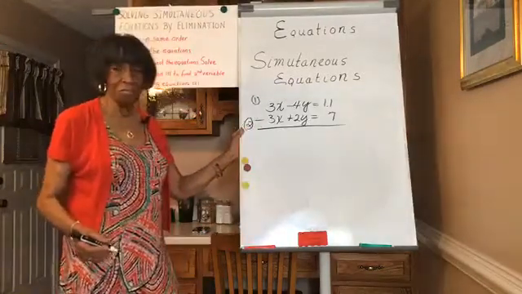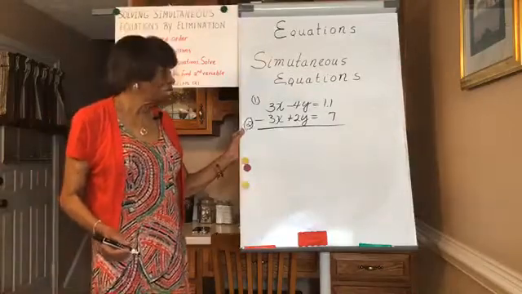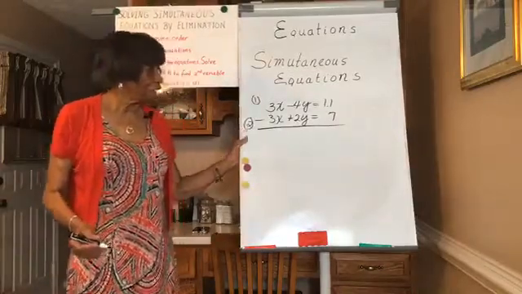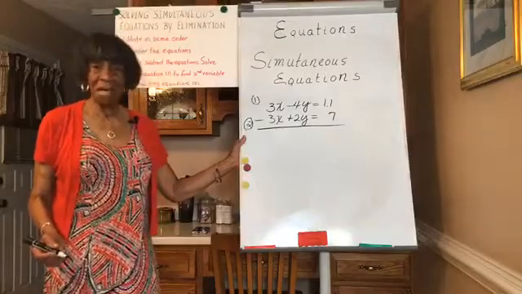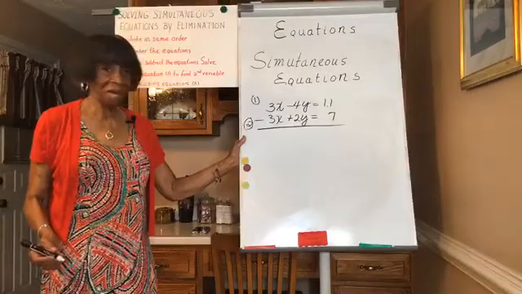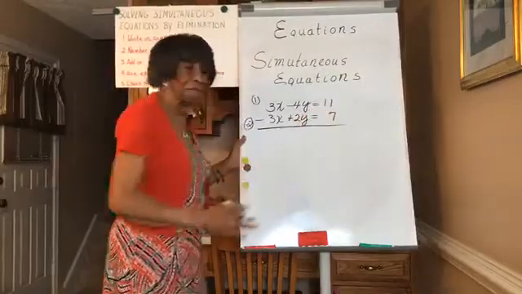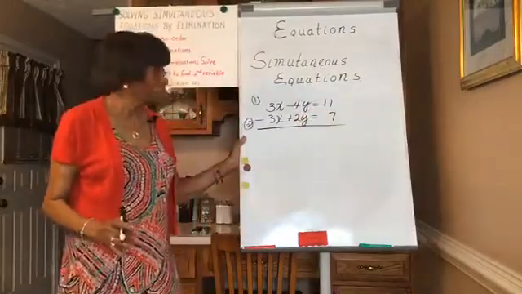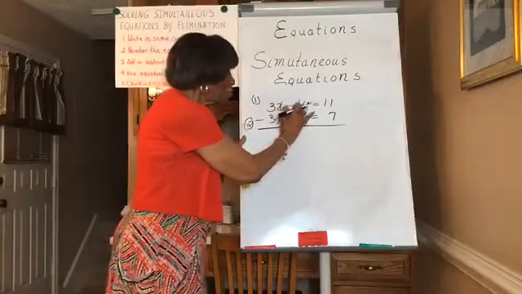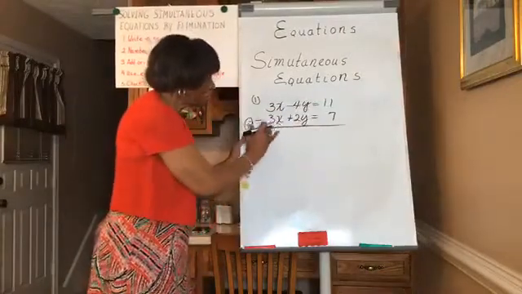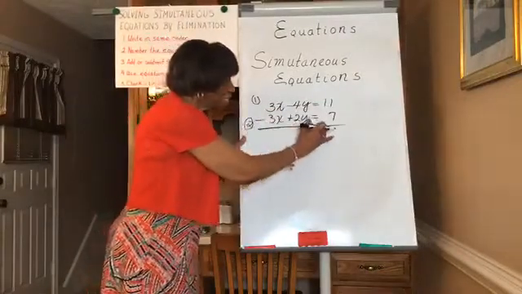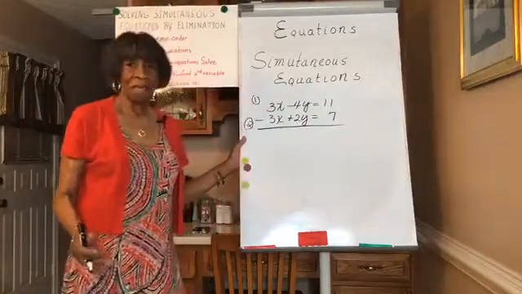So I'm going to pause for a minute. Simultaneous equations are fun to do, and let's think of it that way. This says 3x minus 4y is 11. Negative 3x plus 2y is 7. Right?